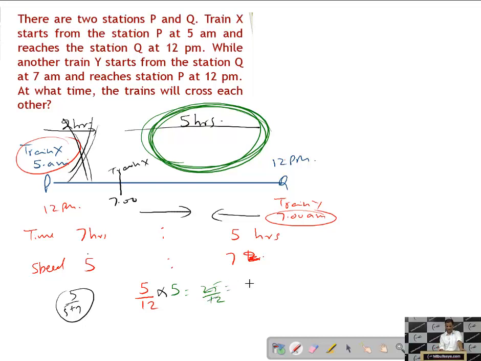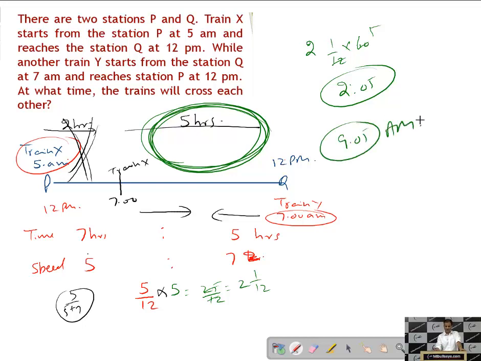That means you can say 2 1 by 12 hours, which will be 2 1 by 12 into 60, students. It will be after 2 hours 5 minutes. You will add it to 7 a.m. So that means at 9:05 a.m. both the trains will cross each other. So what is the learning, student, here? The ratio of time is given 7:5. Speed has an inverse relation. Speed will be 5:7.